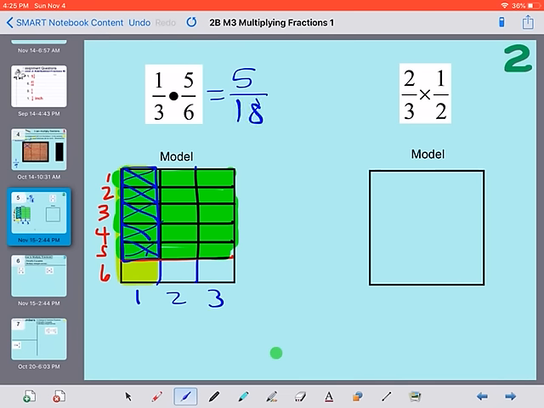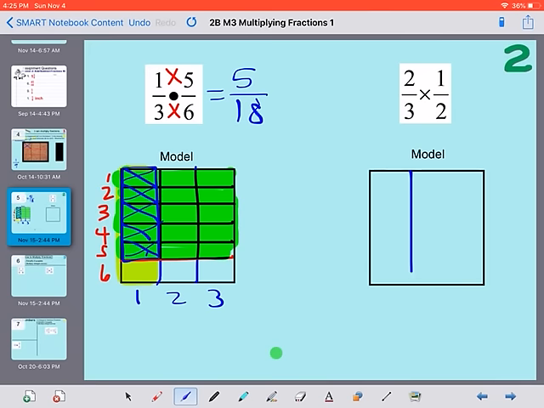So how could we get that without drawing an area model? Well, really, we just multiplied straight across the top and straight across the bottom. 1 times 5 is 5, 3 times 6 is 18. We're looking at 5 pieces out of a total of 18. Let's look at our next one.